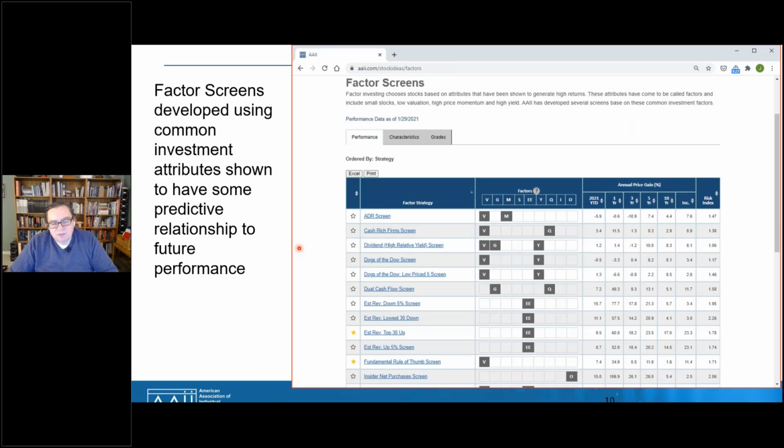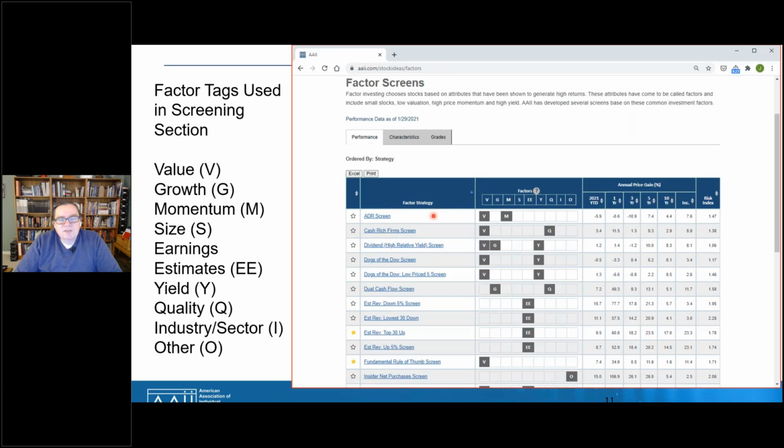So factor screens are those based upon common approaches. Fundamental rule of thumb was a common approach that combines things like price to book and elements like that. Dogs of the Dow, taking a look at the stocks of the Dow that are the highest yielding. Earnings estimate revisions are other ones here. So when you click on this, again, the focus here often is on the annual return, but let's look past that a little bit for now.